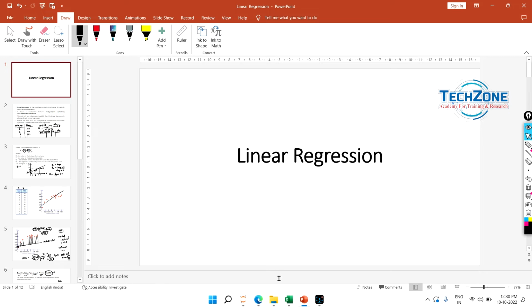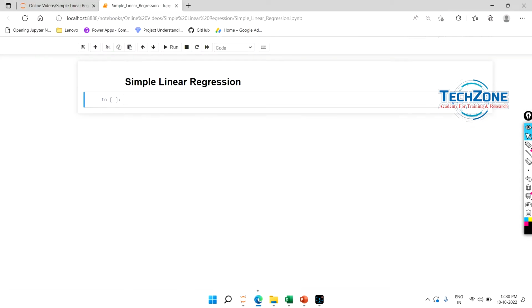Now we'll go back to our Jupyter notebook and write the code for simple linear regression. So first we'll import the required libraries.